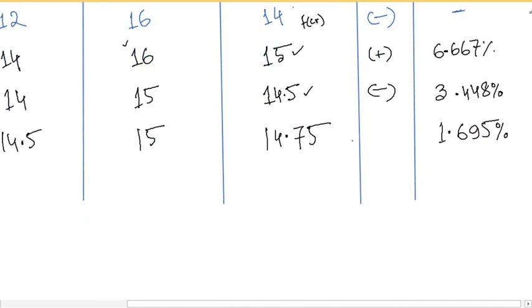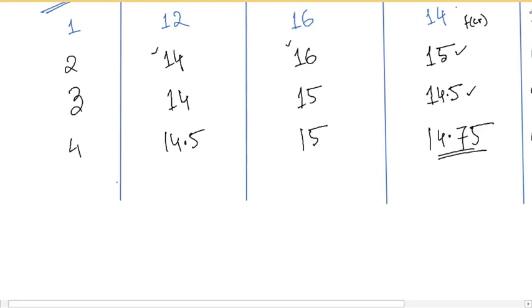Now calculate the sign of F(CR) for this 14.75, and this will be again negative, so it will be replacing the negative value here. So 14.75 and 15. So now we can understand the root will be lying in between these two points.